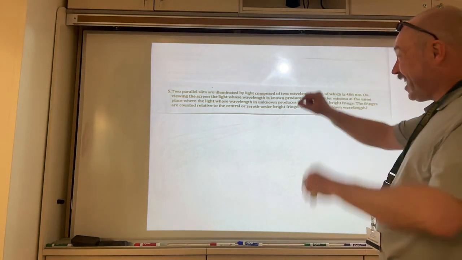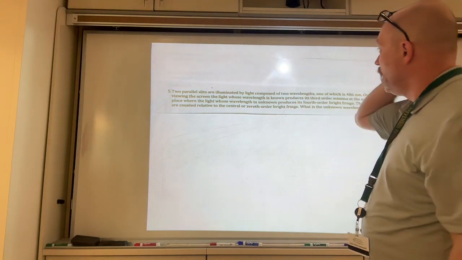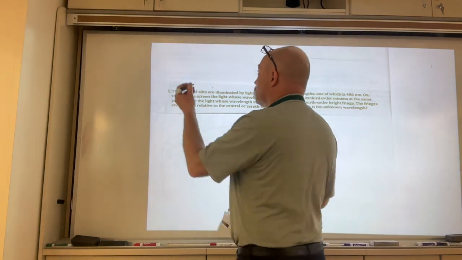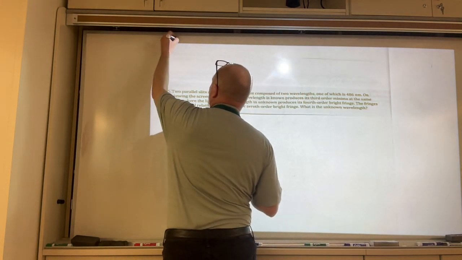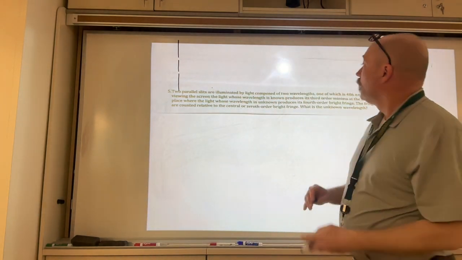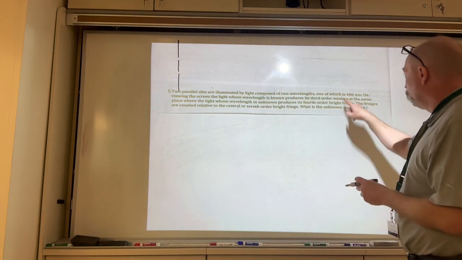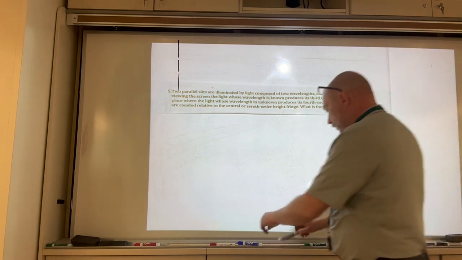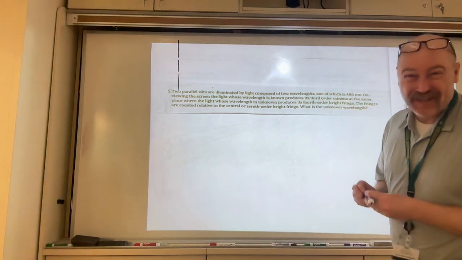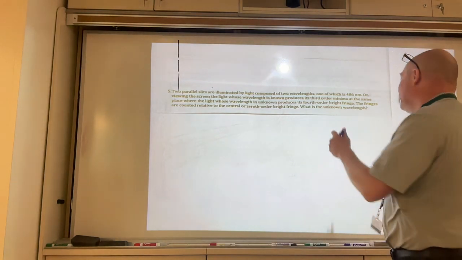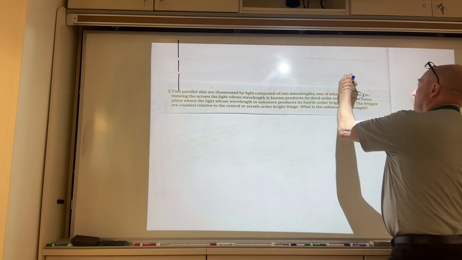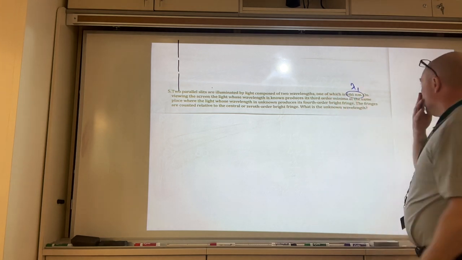So it says, two parallel slits are illuminated by light composed of two wavelengths. So let's actually draw this just so we have it. All right, there's my two slits, okay? Two different wavelengths, one which is 486 nanometers, probably blue or blue violet-ish, that color. So I'm going to say blue. So there's one of the wavelengths.